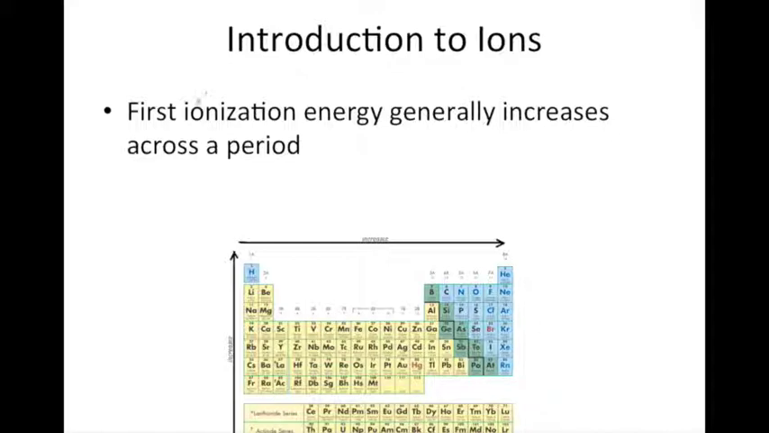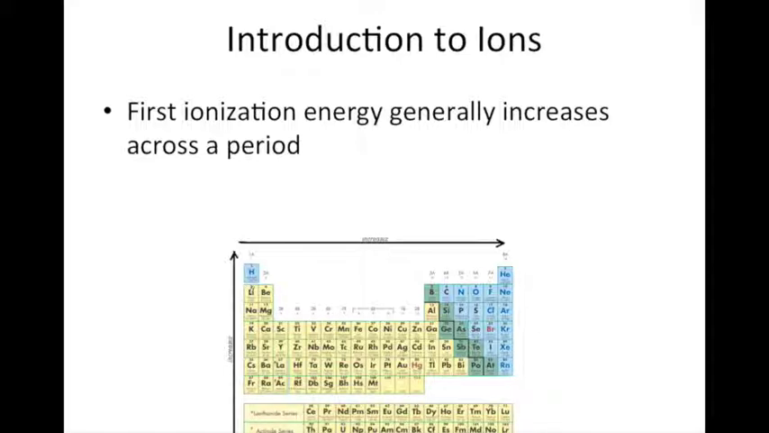One more thing about ionization energy. There's a periodicity to ionization energy. In other words, it follows a periodic trend that you want to be aware of. The ionization energy, the first ionization energy, generally increases as you go across a period. Remember, a period is a horizontal row on the periodic table.